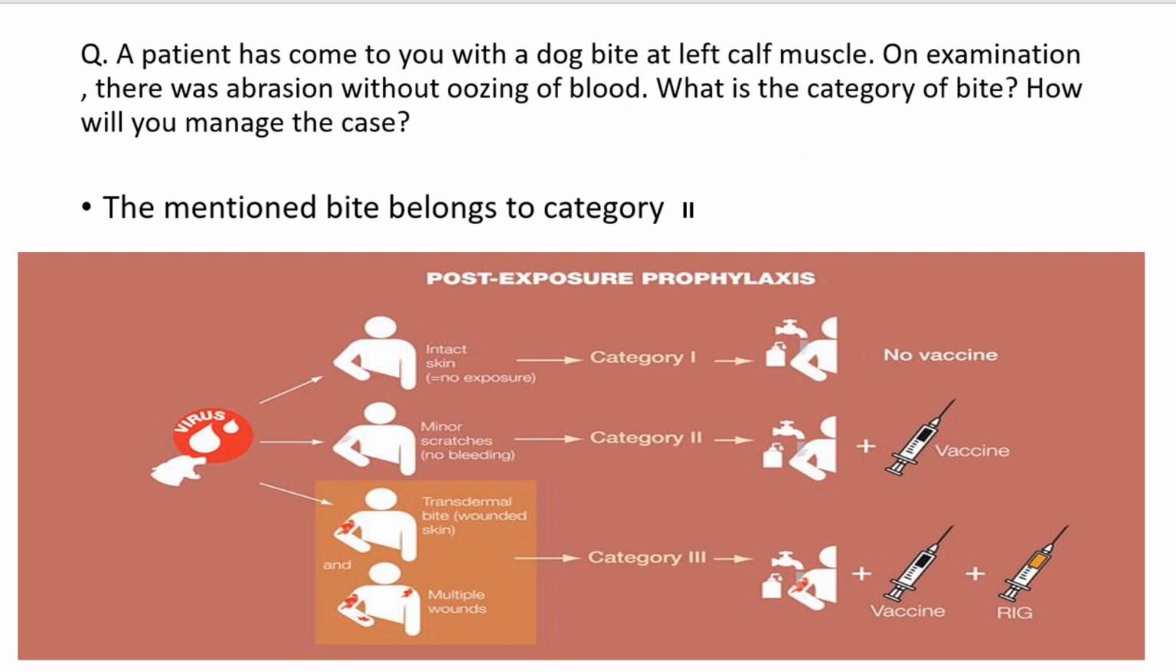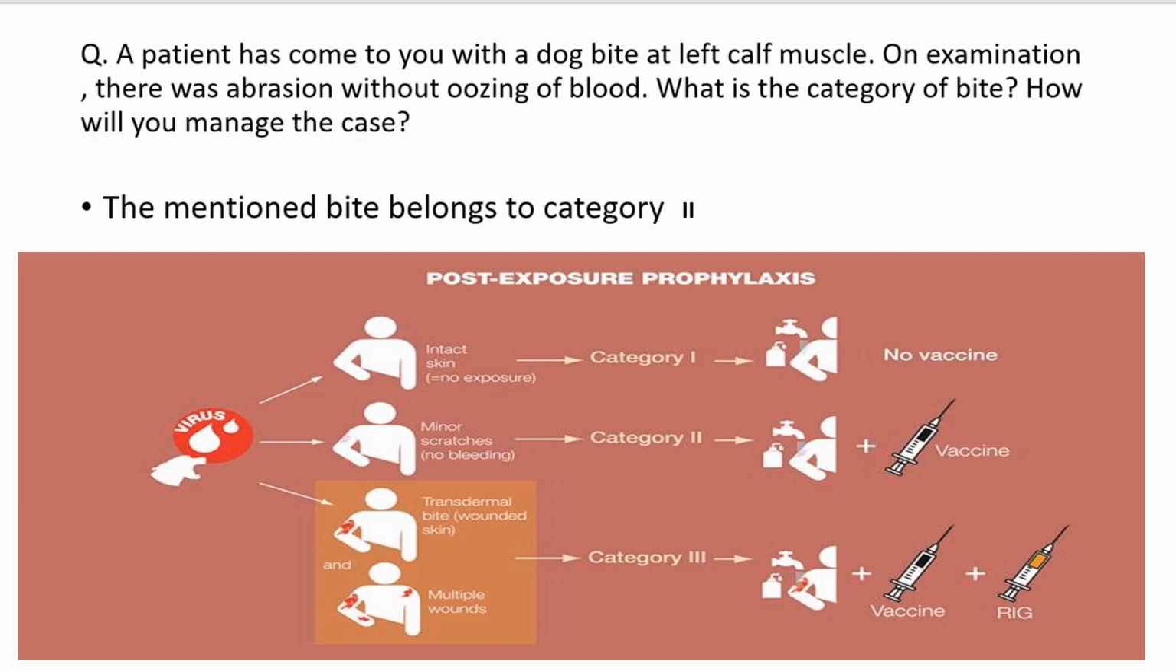Now from that we move on to a case of dog bite. It's a very popular problem card, and the one in question reads: a patient has come to you with a dog bite at the left calf muscle. On examination there was abrasion with oozing of blood. What is the category of bite and how will you manage the case?